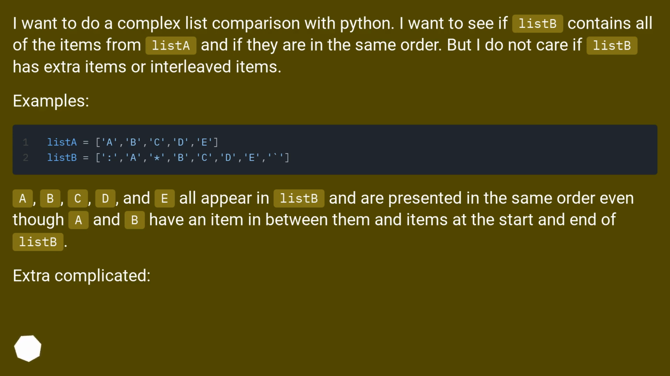A, B, C, D, and E all appear in list and are presented in the same order even though A and B have an item in between them and items at the start and end of list. Extra complicated.